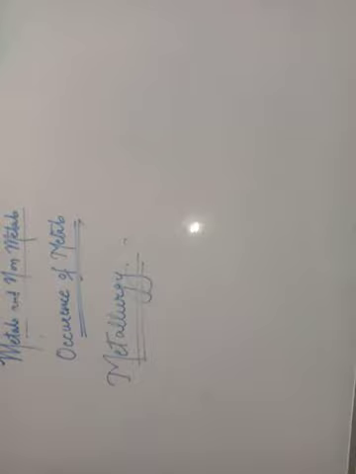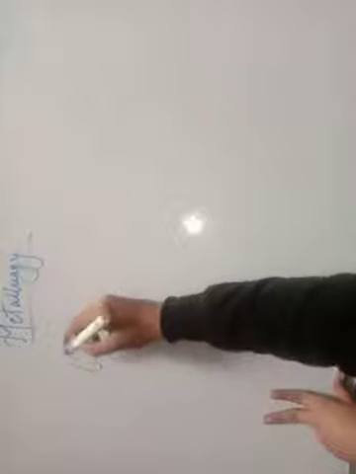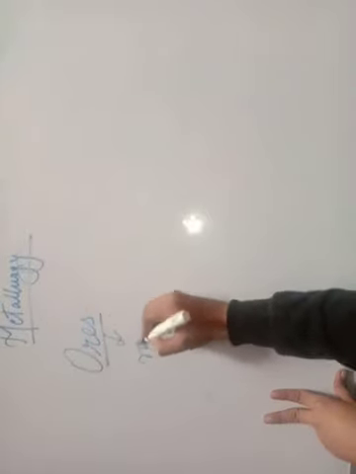pure metals are extracted. Now the question will arise in your mind: how are metals extracted? From what are they extracted? So now let us study this in detail. Metals are obtained from ores. Now what are ores? Ores are rocks.